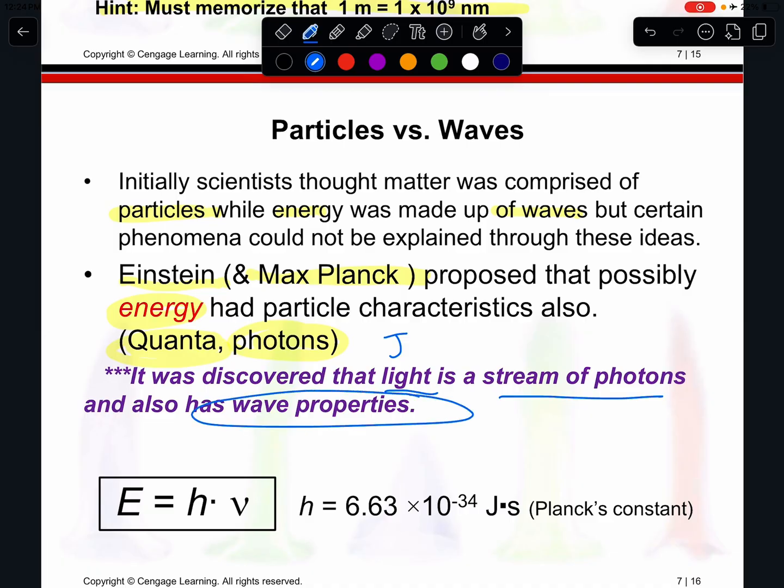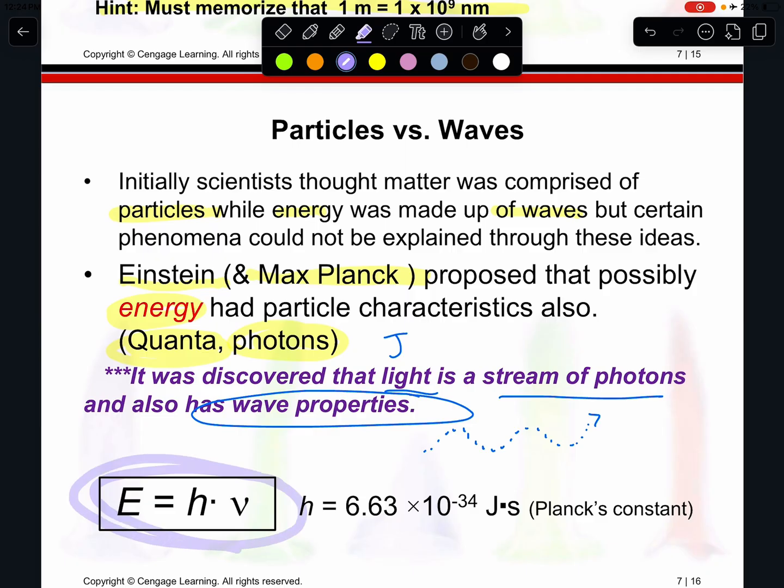But the big thing here was it was discovered that light is a stream of photons and also has wave properties. So although it's moving in a wave pattern, it is made up of particles. That's how I imagine it. So it oscillates, but is made up of tiny particles.